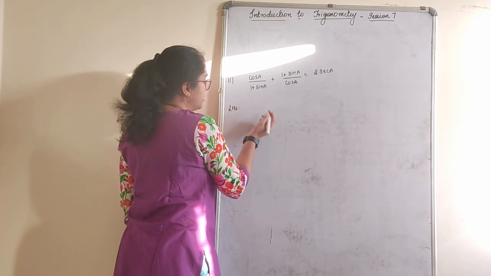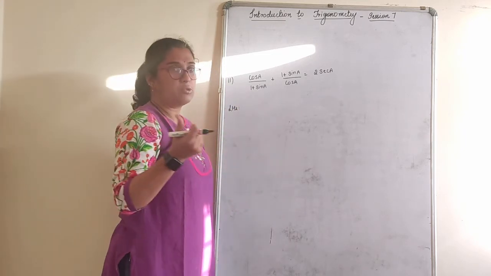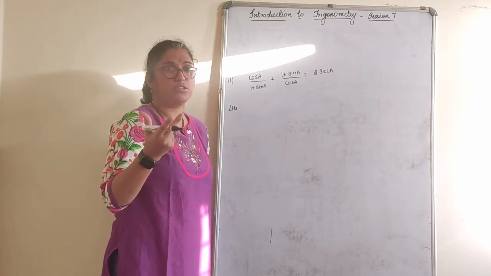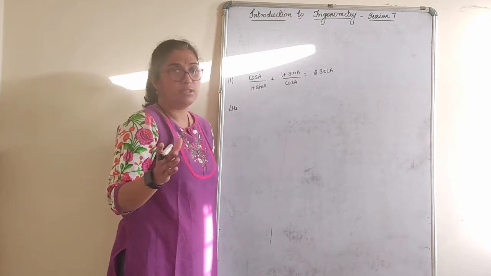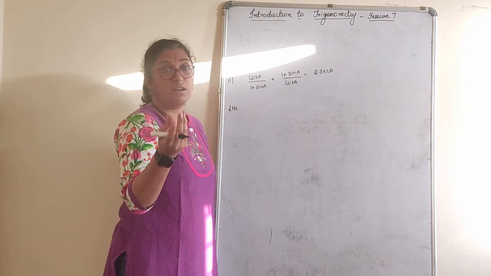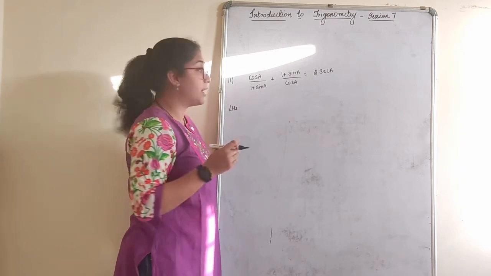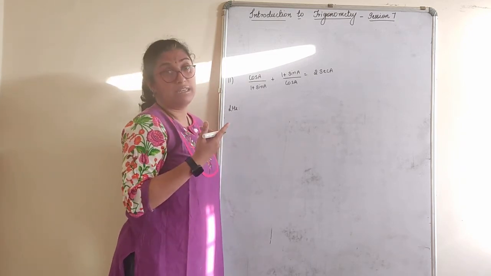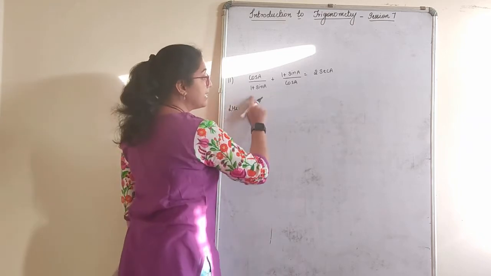Now to start with LHS, tell me the rules. Can I use T ratios, reciprocal ratios, quotient ratio? Absolutely no. Identities directly here? No, because it is not in the form of a square part. Then what is left? LCM? Yes. I can take LCM.